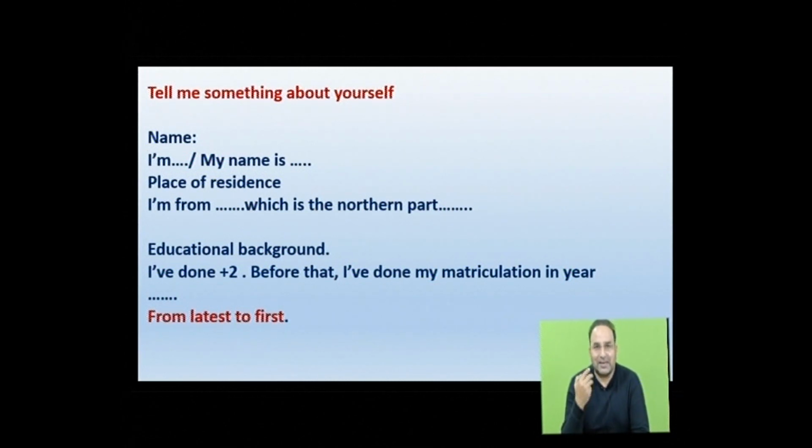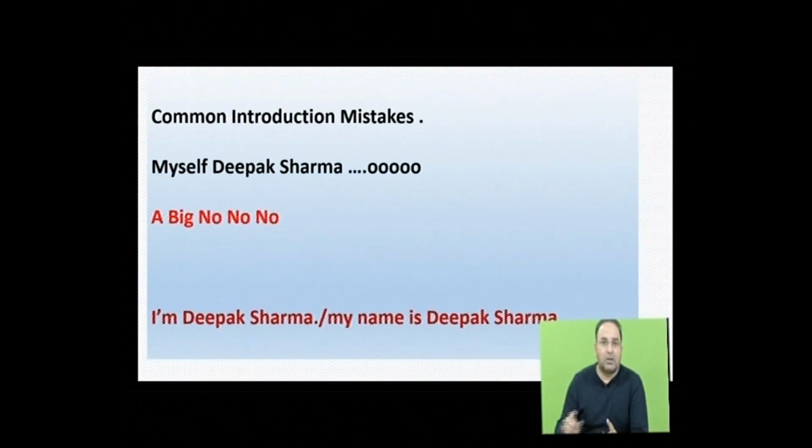You can tell three things about yourself: name, place of residence, educational background. Then if the person asks, one thing is clear: go from latest to first. The timeline would go from now to back, not from past to now. Now to past, especially when you are speaking about your educational background.